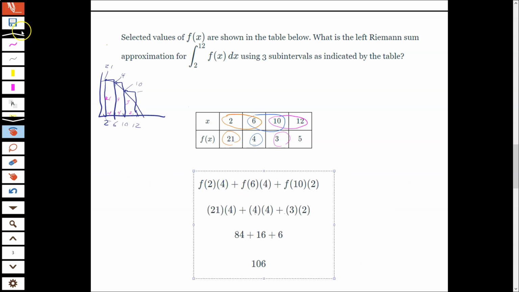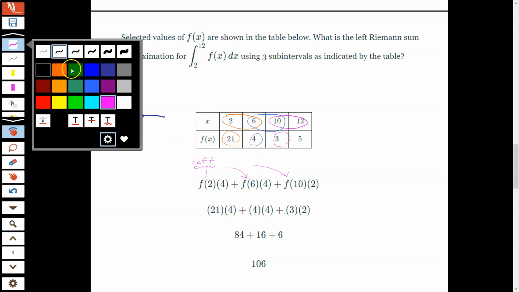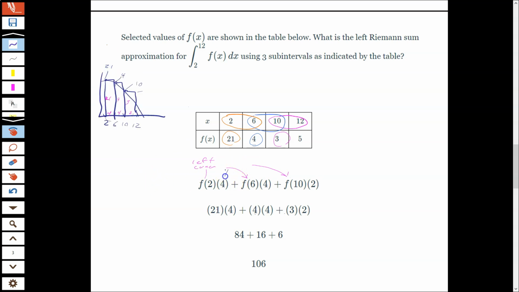Okay, it's exactly what we just did, right? So if you just look at this, it's not 100% clear what they did, so a couple notes I'm going to make. So this we picked because it's the left corner, and that's true of all of your f's. And then these values, these are our changes in x for each, right? So this is 6 minus 2. This is 10 minus 6. And then this is 12 minus 10 is how they got to.